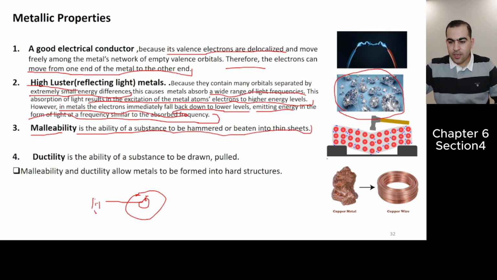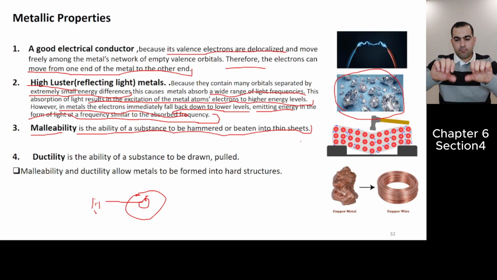We learned in chapter 1 that we can hammer, bend, and make different sheets from metals because they have a property called malleability, without breaking any bonds. Metals you can bend, you can make thinner.